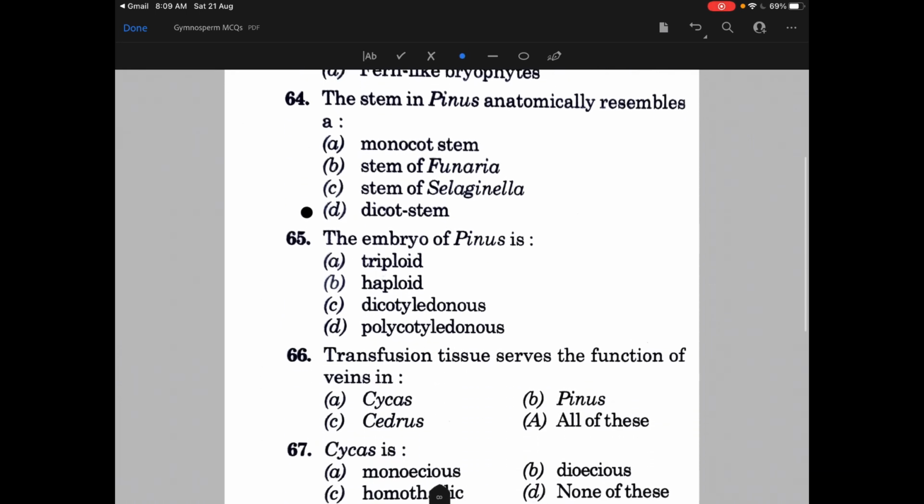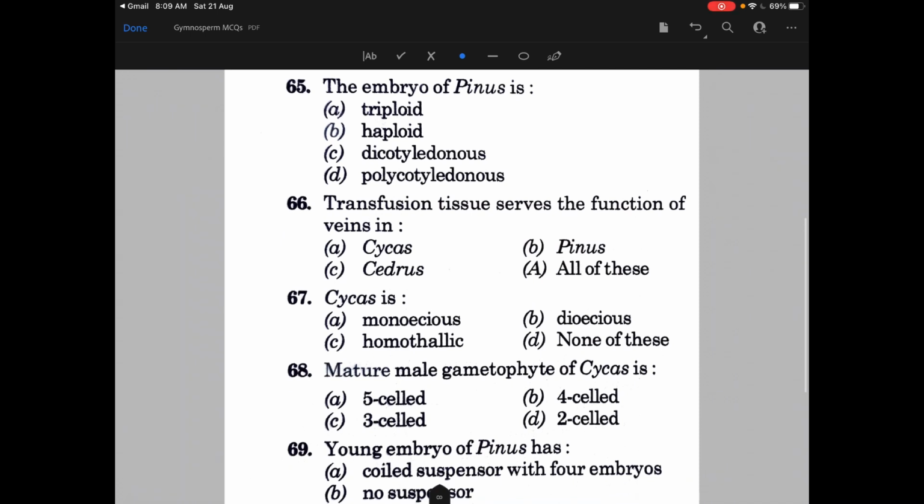Next, the embryo of Pinus is dash, the answer is D, that is polycotyledonous. Next, transfusion tissue serves the function of veins in dash, the answer is A, that is Cycas. Cycas is dash, the answer is B, that is dioecious. Mature male gametophyte of Cycas is dash, and the answer is A, that is 5-celled.